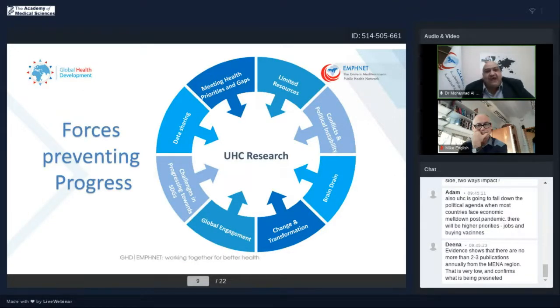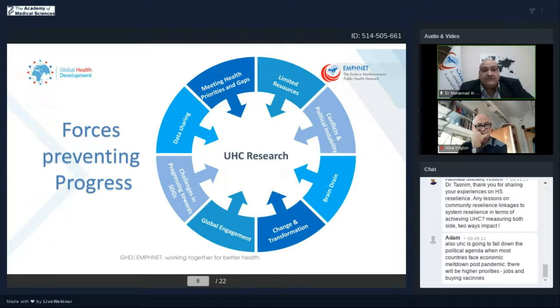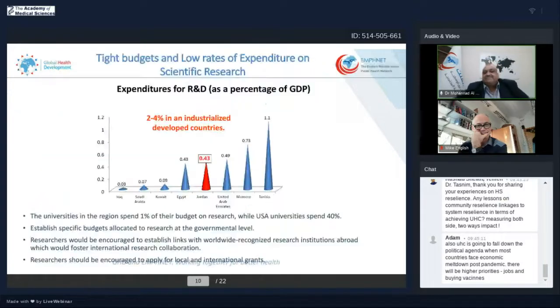To move to the second item, forces preventing our progress in the region. Here we have common forces that we share with other regions and the globe as well. And we have specific forces for our region, like brain drain, the current conflicts, emergencies, political instability. We have concerns about data sharing, limited resources as well, and unclear research agenda and priorities in different gaps. Next, please.